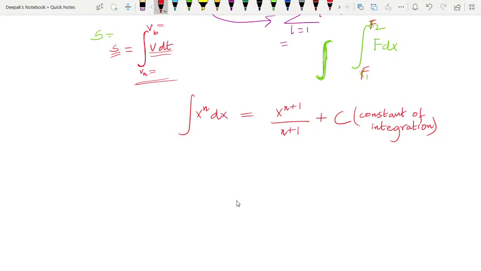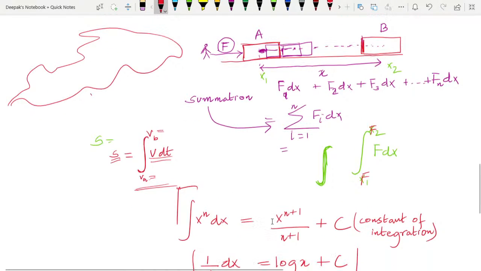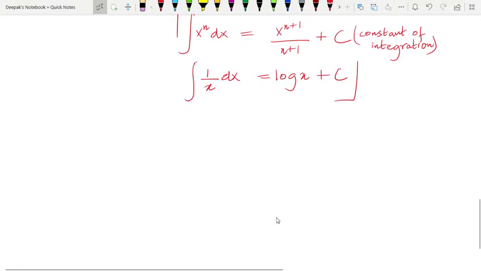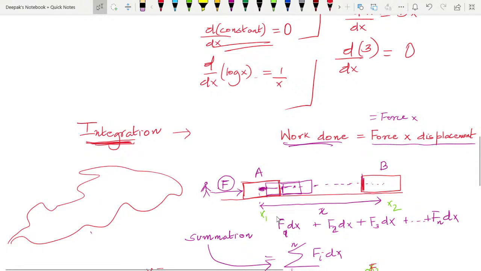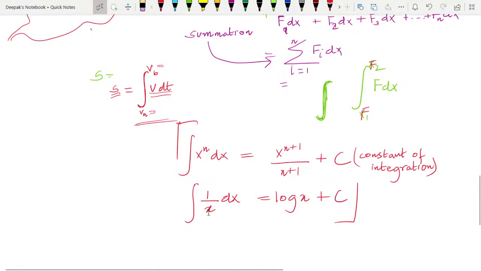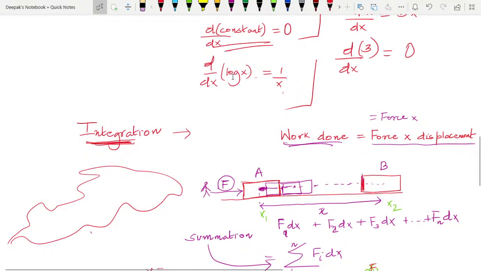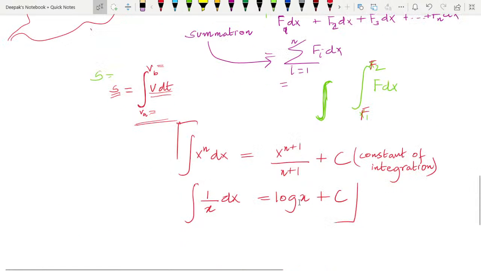Understand? So these are some small formulas. Another formula is integration of 1 by x dx. What will we get? You will get log x plus c. Understand? The others I will give you as a screenshot. Now look at this one. Integration of 1 by x dx is log x, whereas differentiation of log x is 1 by x. Do you see? They are exactly reverse of one another, right? Can you see that they are reverse?